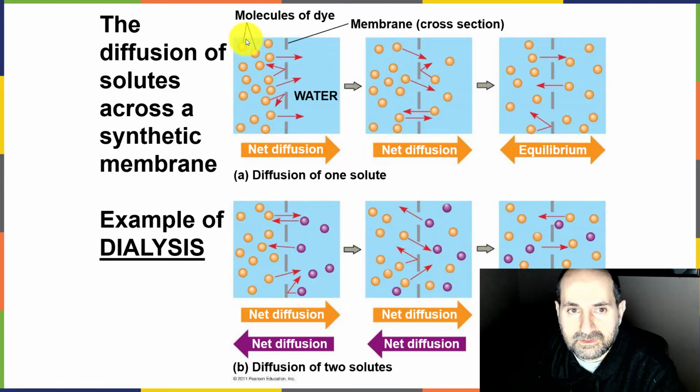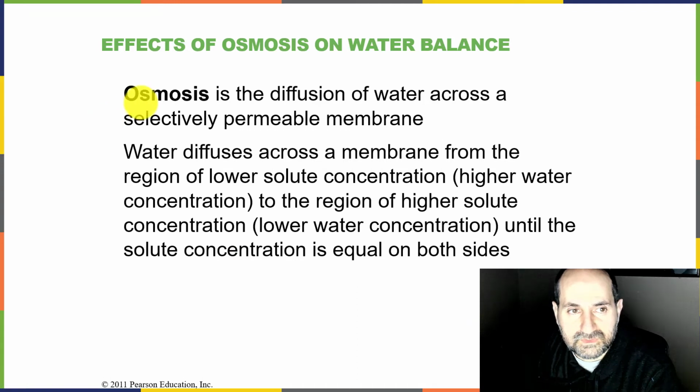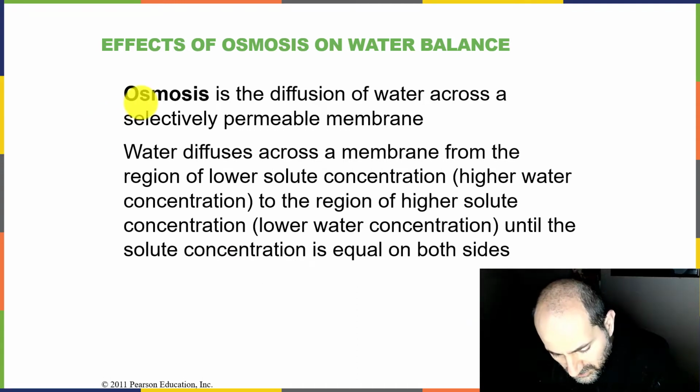Great. So here you can see the diffusion of these molecules of dye across a membrane from high concentration on the left to low concentration on the right. This is an example of dialysis. Now, how is this different from osmosis? Please know the definition of osmosis.